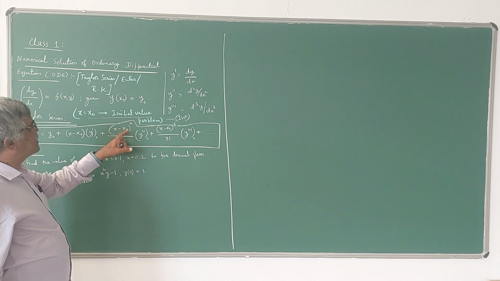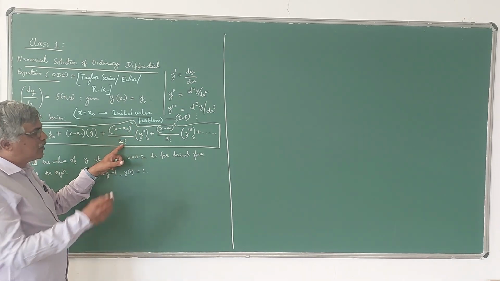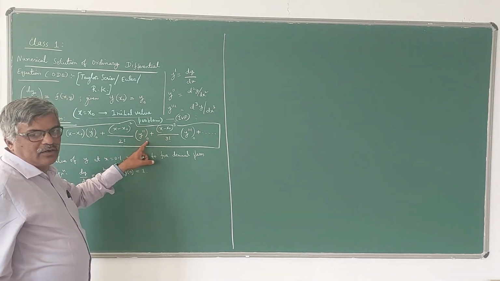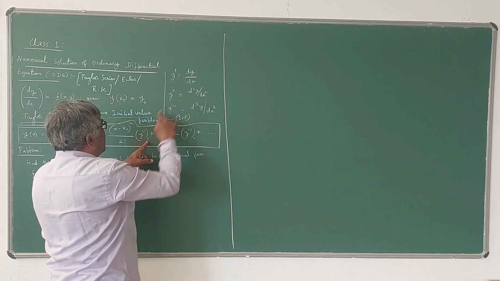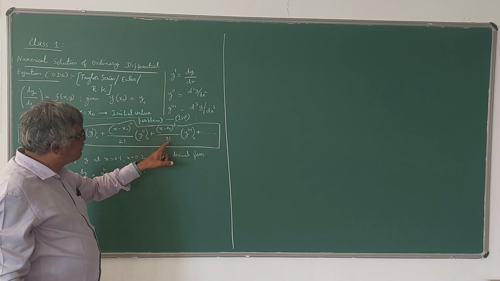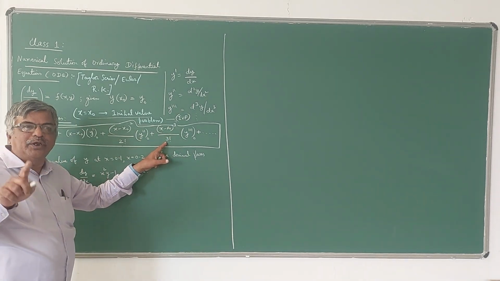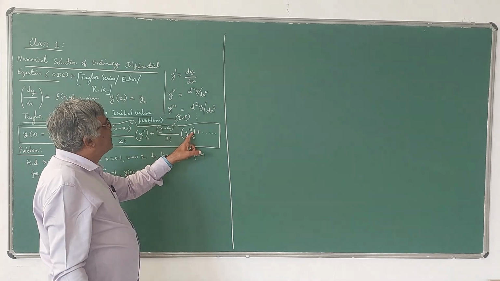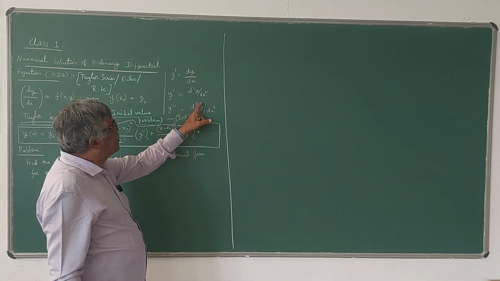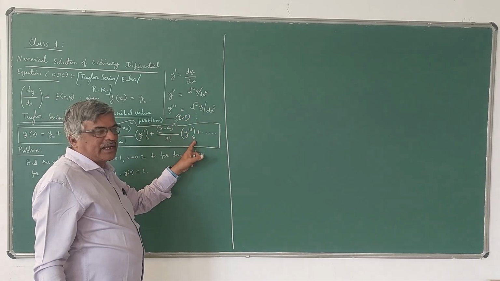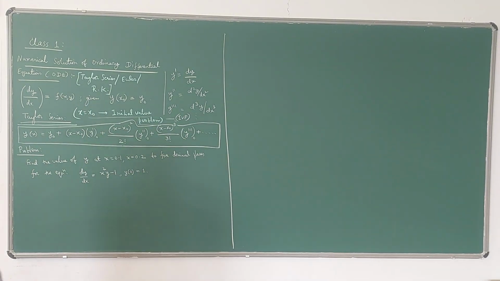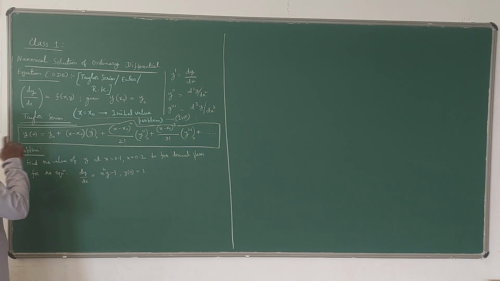Plus x minus x naught whole square by 2 factorial. You know that 2 factorial is 2 into 1, into y double dash naught. Y double dash naught is d square y by dx square at x is equal to x naught. Plus x minus x naught whole cube by 3 factorial, 3 factorial is 3 into 2 into 1, into the third derivative y triple dash, that is d cubed y by dx cube at x is equal to x naught, plus etc. Like this the terms go on. So this is called the Taylor series.